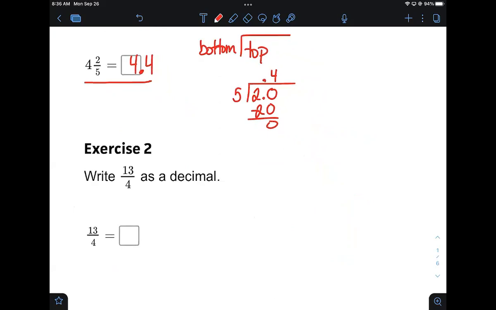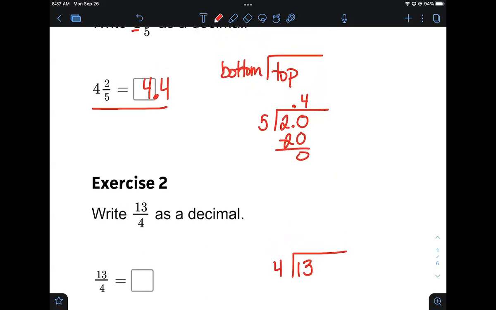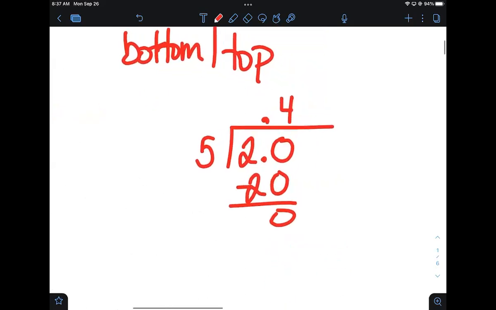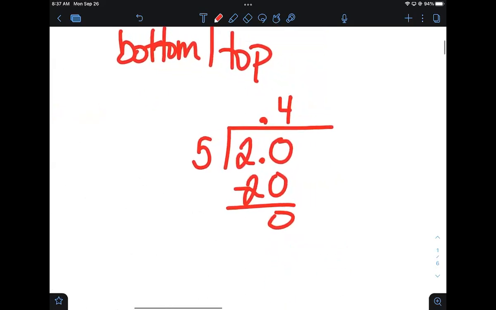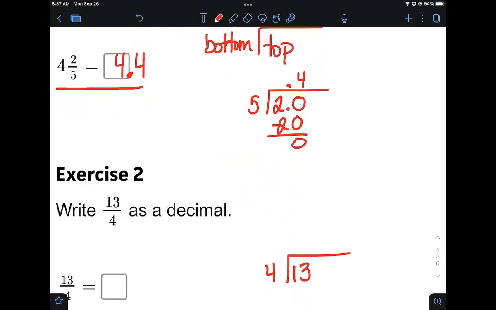So let's try top divided by bottom on this one. Top number goes inside the box. Bottom number goes outside the box. In this instance, the top number was larger because it's an improper fraction. So it's a division problem that looks more familiar to us. But don't freak out if the number inside the division box is smaller. More often than not, it will be. It's always the top number that goes inside, regardless if it's bigger or smaller.